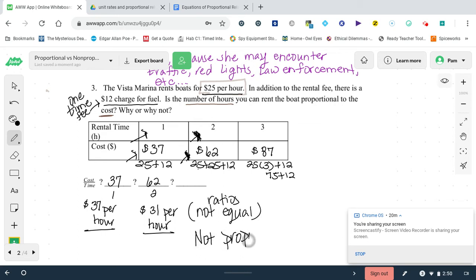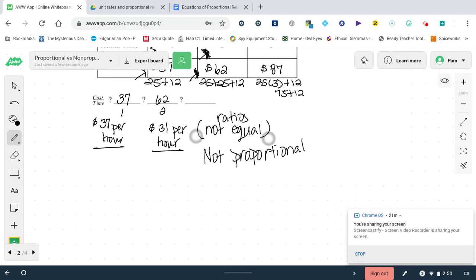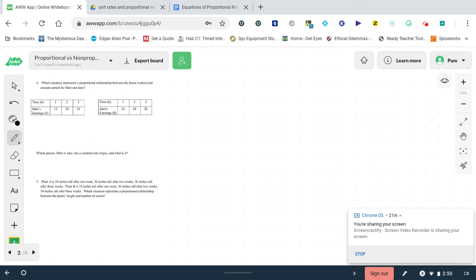It's just as simple. Basically, take your two values and divide. If you continuously get the same ratio when you divide, it's proportional. If you divide but you don't get the same result or the same ratio, it's not proportional. It's just that easy. All right, let's go to the next page.